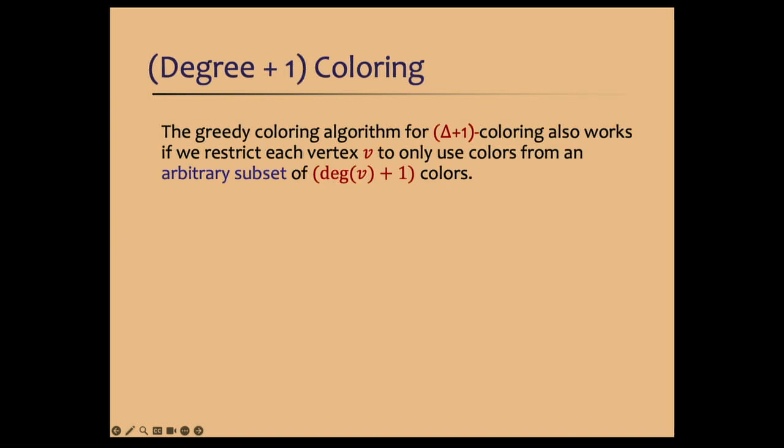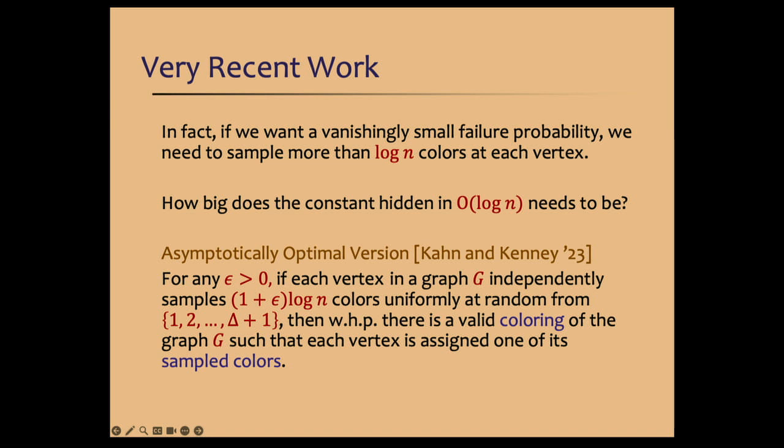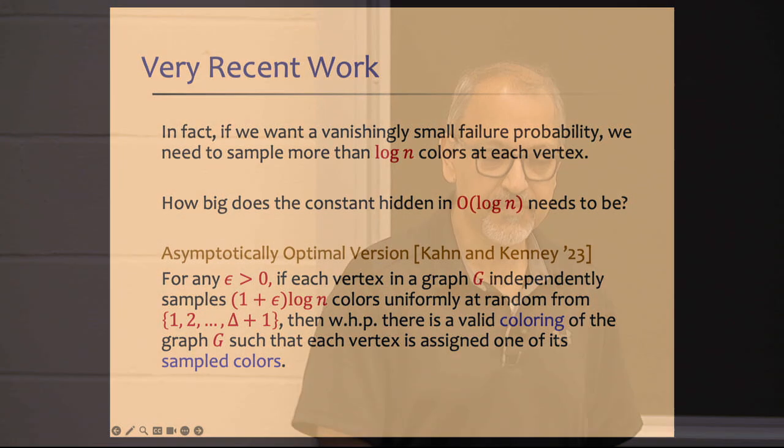Another extension. Sorry? Why can't you set epsilon to 0? No, for every epsilon, you will choose an n which is sufficiently large so that this event happens.